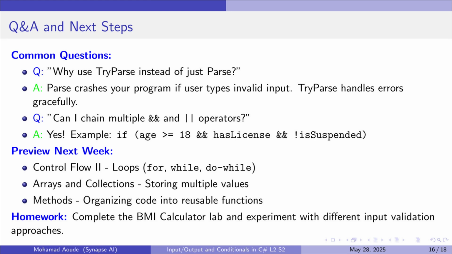Common questions: why not use Parse? Because it throws exceptions on bad input, making your code less robust. Can you nest switches inside ifs? Yes, but avoid deep nesting. Extract to methods instead. What about handling non-numeric menu choices? Use Console.ReadKey and switch on KeyChar. Next time we'll explore loops, for, while and do-while, so you can repeat actions and process lists of data.